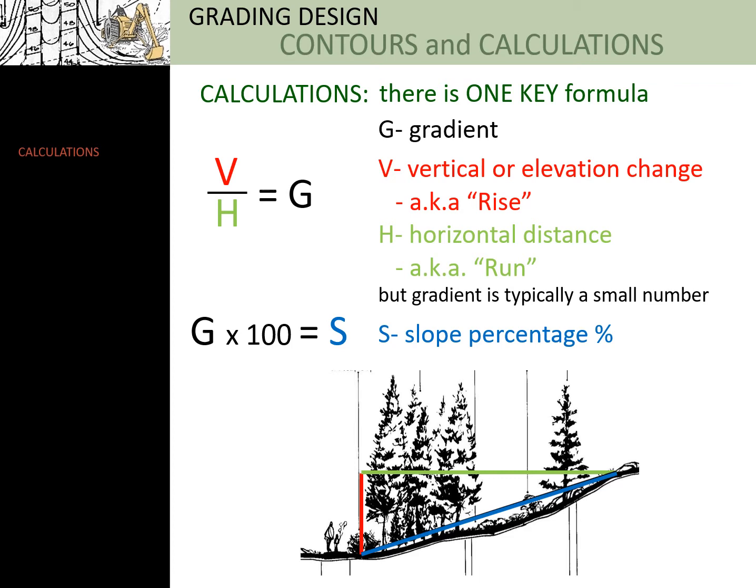So in the same case of a parking lot, you can say this parking lot is at a slope of 2%, 5%. Then that's a lot easier than using a gradient of a small number.